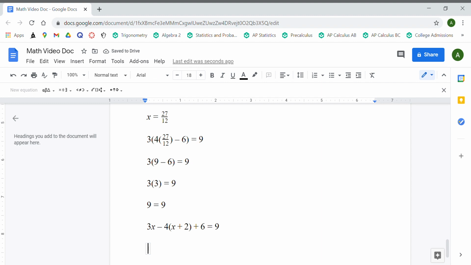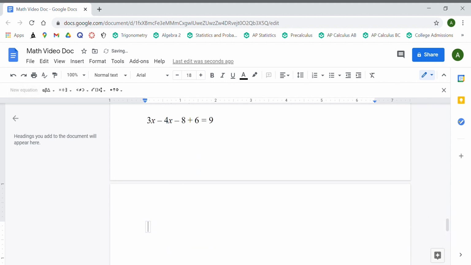But anyways, we have 3x minus 4 times x plus 2, plus 6 equals 9. Now right now, you're probably playing distributive property. Guess what? I'd be doing that as well. So we're going to take negative 4 times x, which equals negative 4x. Negative 4 times 2 equals negative 8. Plus 6 equals 9. And now we combine like terms. So 3x minus 4x equals negative 1x, or negative x, whatever you want to call it.